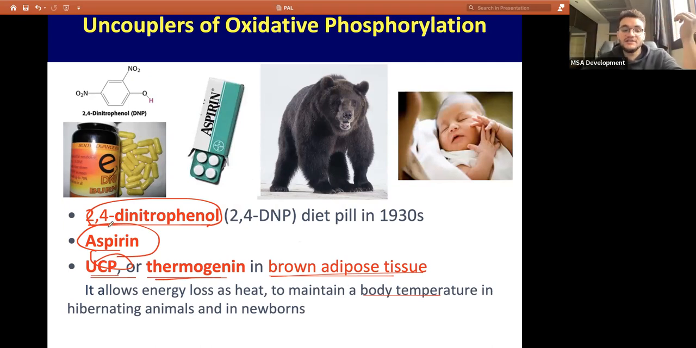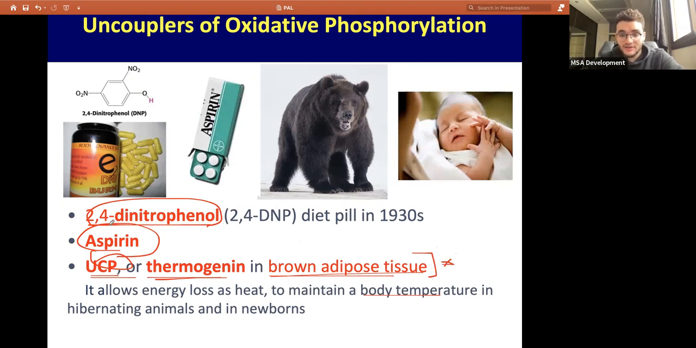Another is 2,4-DNP or 2,4-dinitrophenol, and aspirin. These three are the main uncouplers, but the one that is in newborns is UCP, or thermogenin, in brown adipose tissue.